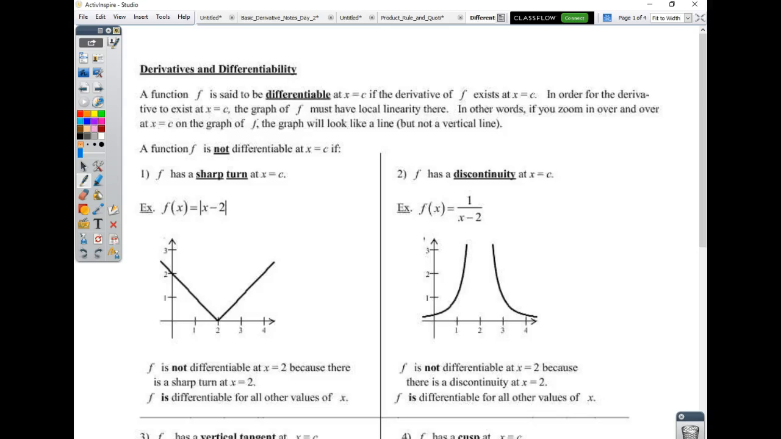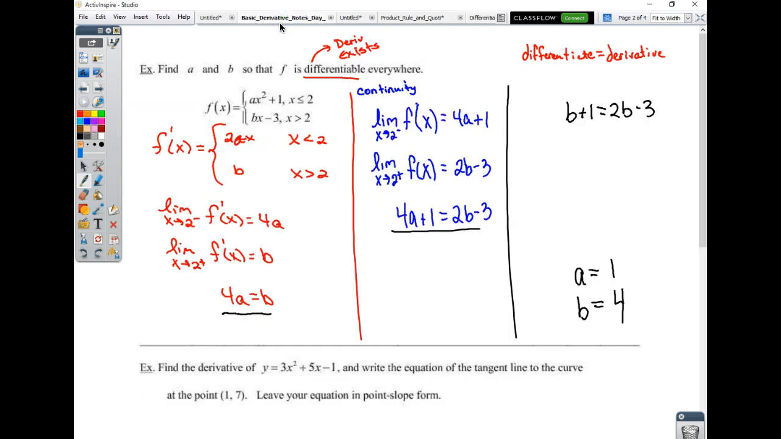All right, so we just had an opportunity to go through and look at differentiability in regards to just solving for a problem with two variables. This is in the notes that we took today, talking about finding A and B so that the function is differentiable everywhere. And I used that word differentiable without really defining it. All I told you was that the derivative exists.